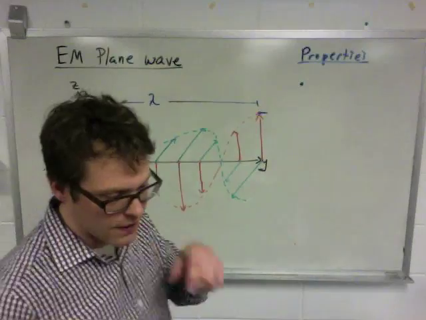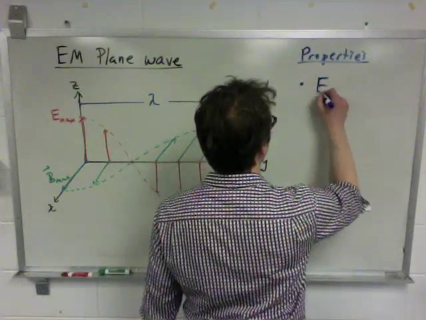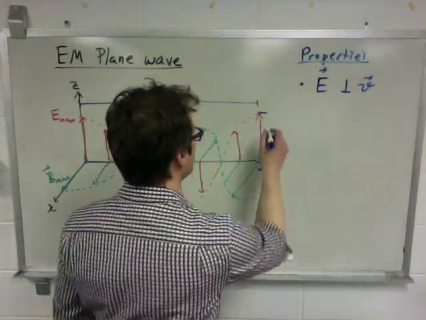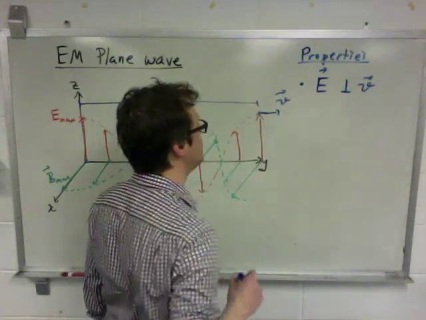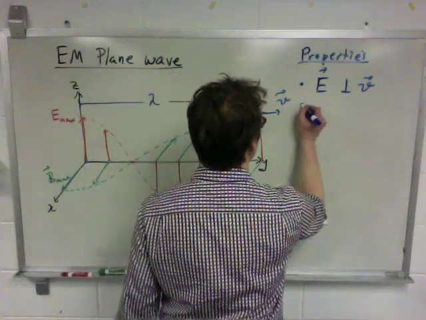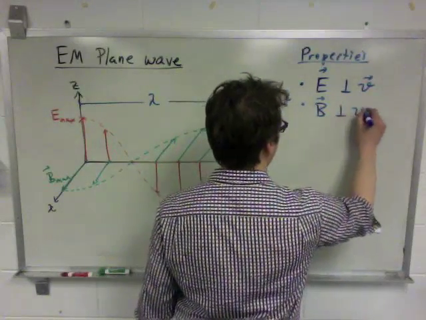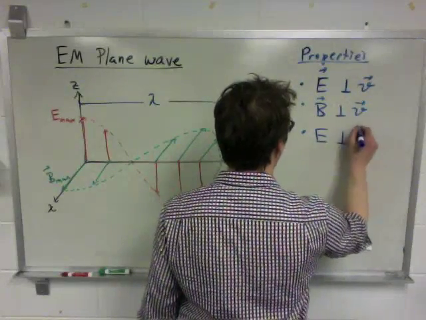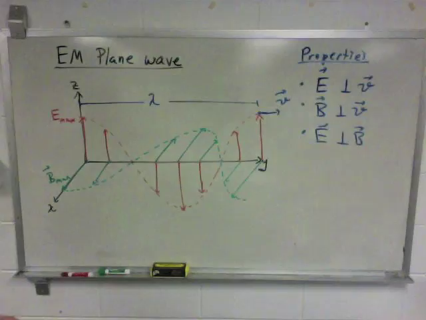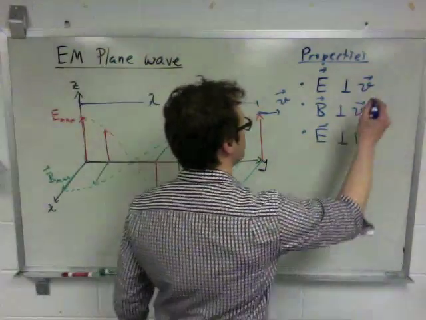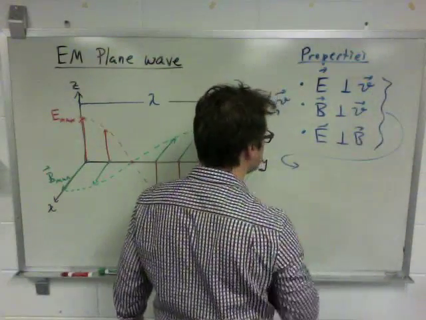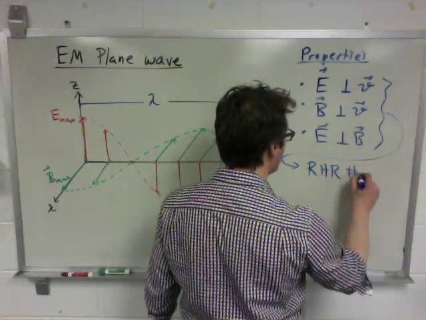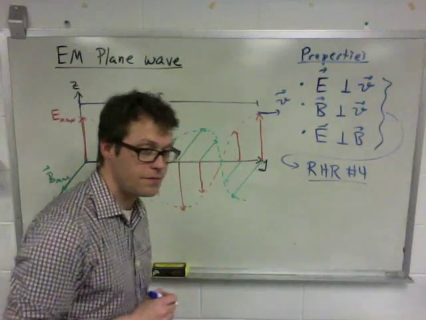So again, to highlight some of these properties, you'll notice that E, the electric field, is perpendicular to the direction of propagation here, right? E is perpendicular to V, B is perpendicular to V, and E is perpendicular to B. All three of these things are perpendicular, right? So how can we make sense of the relative directions between these things? Well, you have to use a new right-hand rule, one that I call right-hand rule number 4.